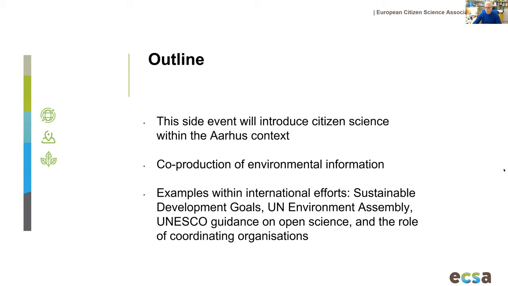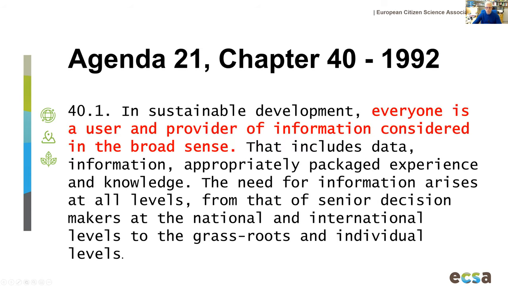So to start with, we can go back to the same process that led to the Aarhus Convention, the Rio Conference of 1992 and Agenda 21. In the chapter about information for decision-making, the first paragraph points out that in sustainable development, everyone is a user and provider of information, considered in the broad sense. And for a very long time, the only part that was there and also integrated into processes like Aarhus was the user of information.